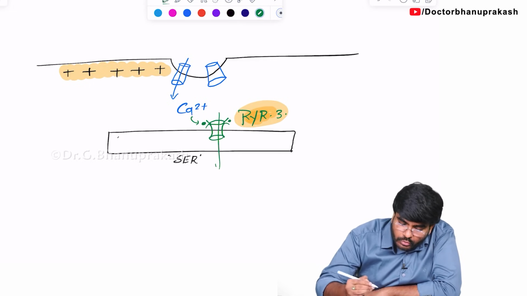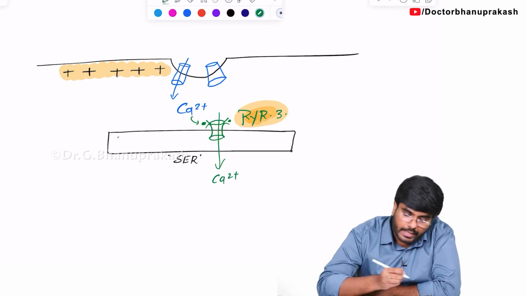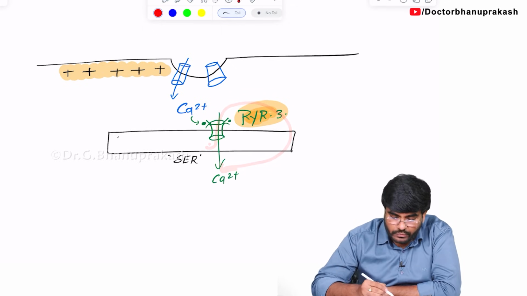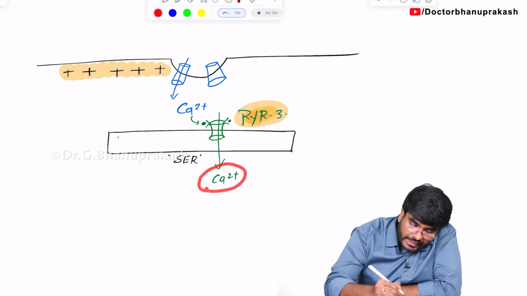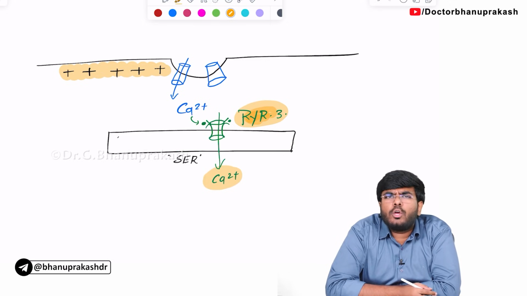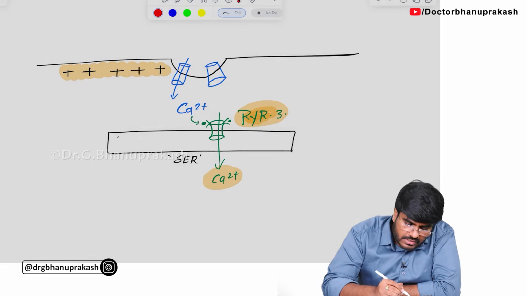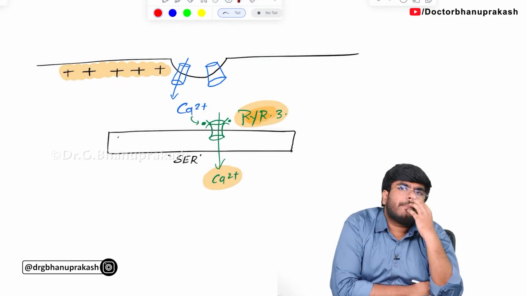So what is going to be released? The calcium will be released from the sarcoendoplasmic reticulum. From the sarcoendoplasmic reticulum the calcium will be released, because we know the sarcoendoplasmic reticulum is a store of calcium. So this is how the calcium is available for smooth muscle contraction. Now, you tell me what exactly happens in the skeletal muscle.